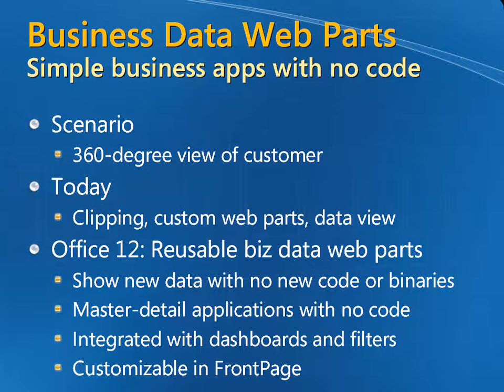So the first is the business data web parts. These are a set of generic web parts that can show any type of data or any entity that you register in the Business Data Catalog. One scenario for this kind of web parts is just a simple view of a customer. Say you want a page that shows customer details and orders for the customer and the account team. In Office 11, you would have had to write code and web parts to do that. In this version, you register those entities in the Business Data Catalog, and then you use this generic set of web parts to display data.